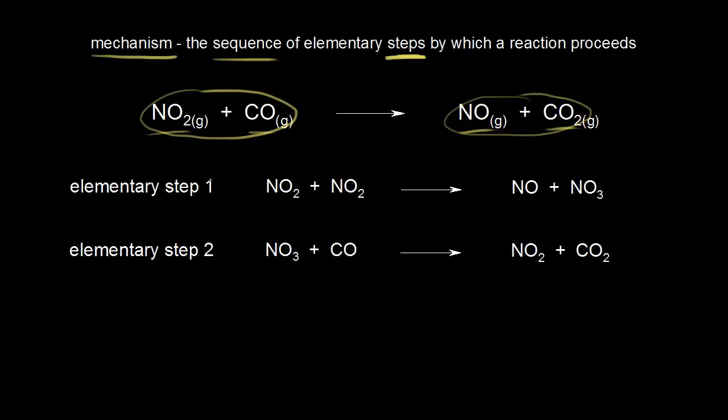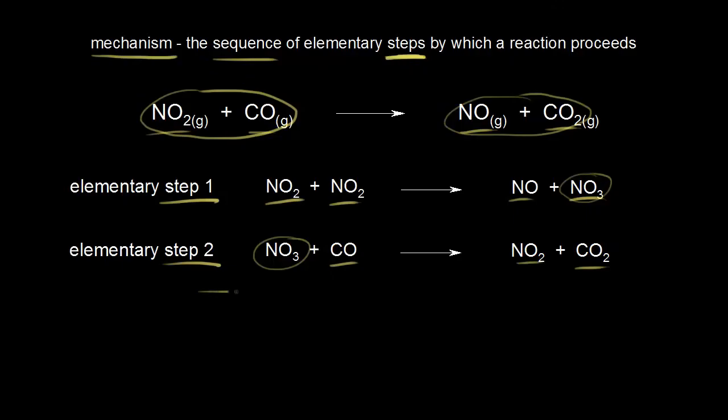And one possible mechanism for this reaction shows the mechanism in two elementary steps. In the first step, step 1, we can see it's NO2 plus NO2, giving us NO plus NO3. And then in the second elementary step, the NO3 that we just made, NO3 plus CO, gives us NO2 plus CO2. And any possible mechanism must have elementary steps that add up to give the overall reaction.